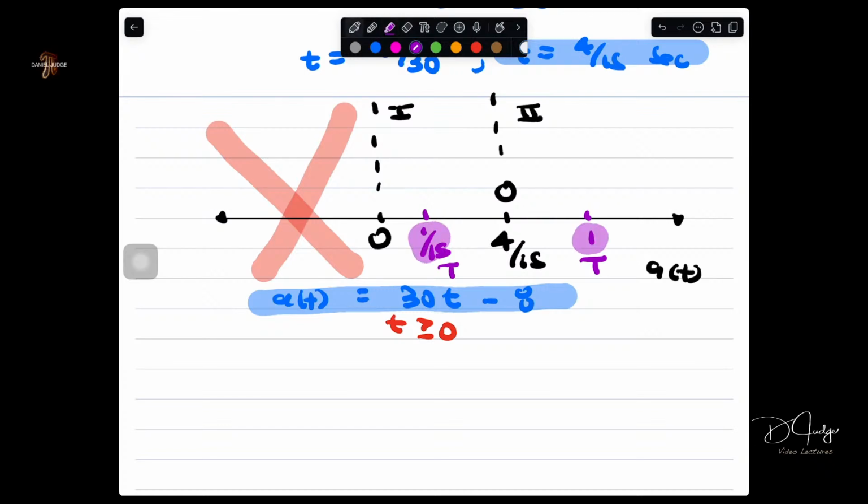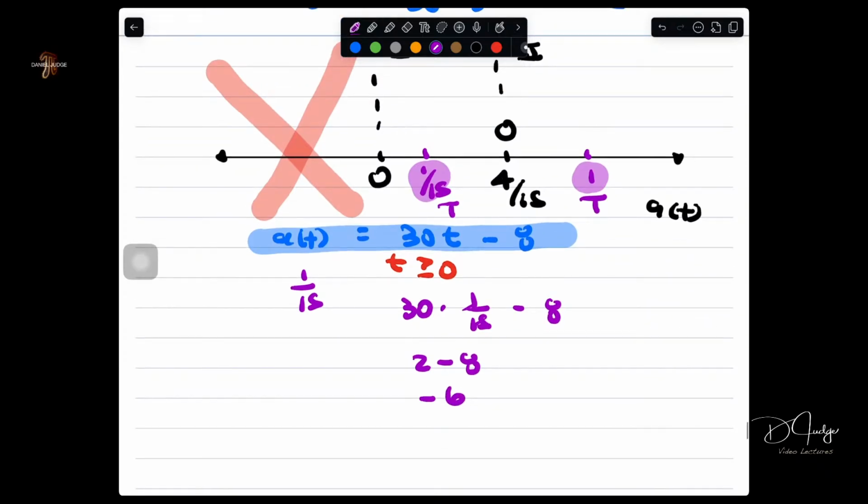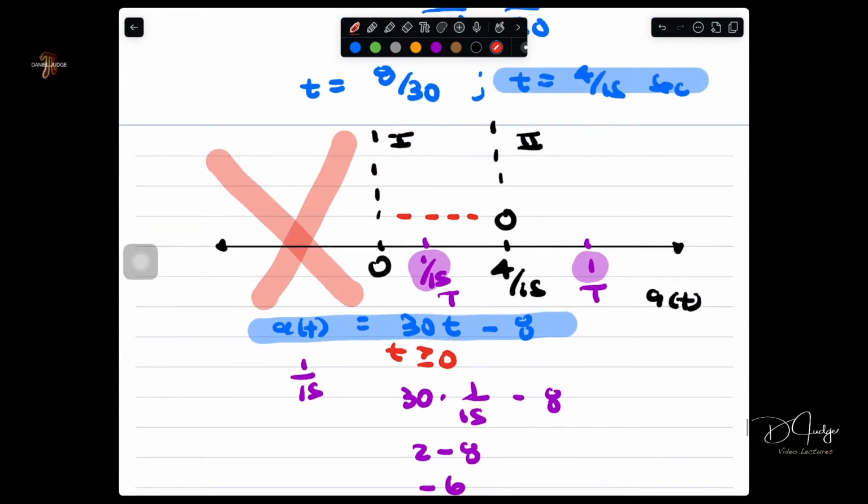I'm picking a number in region 1 I could test the sign with. So 1/15, we get 30 times 1/15 minus 8. That'll be 2 minus 8, which is -6. So double check. I know that 15 is doing something weird. 30 times 1/15 is 2. So region number 1 is negative. The particle's being pulled to the left in region 1.